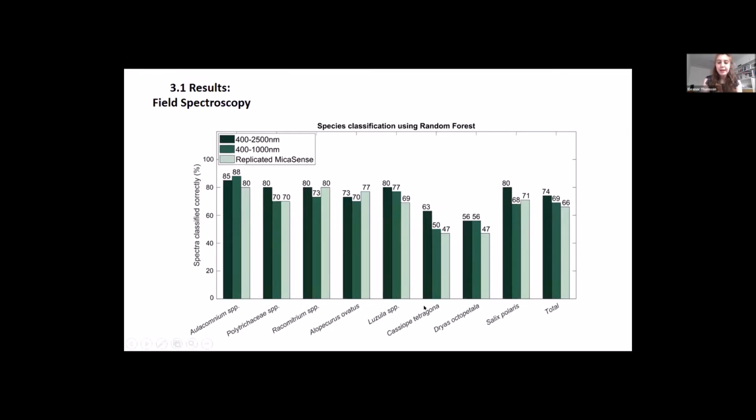This was reduced slightly, as you could see in the previous cluster analysis, with the Cassiope and the Dryas spectral curves being quite confused between each other. And with this sort of perfect spectral information, we used the full spectral information, but then we also cut it just to the 5 bands. We replicated the drone information. But even with the replicated drone information, we were still predicting species at about 66% accuracy.